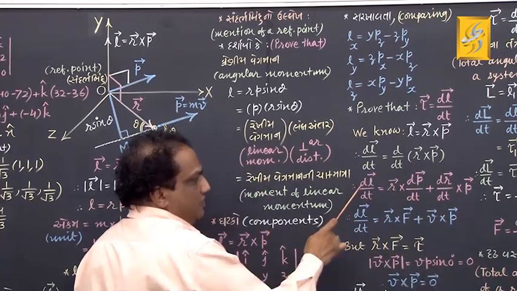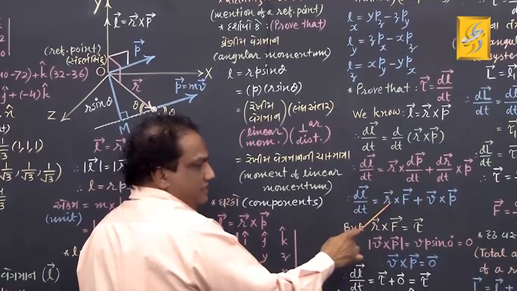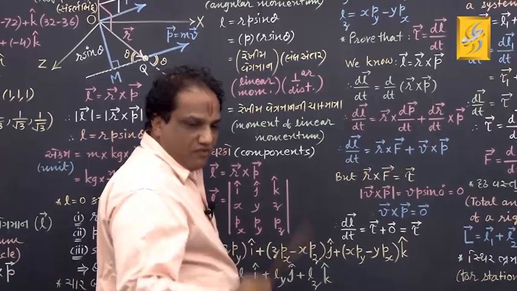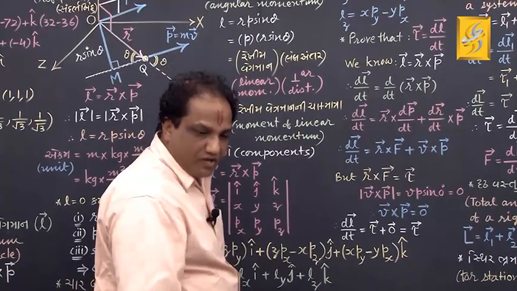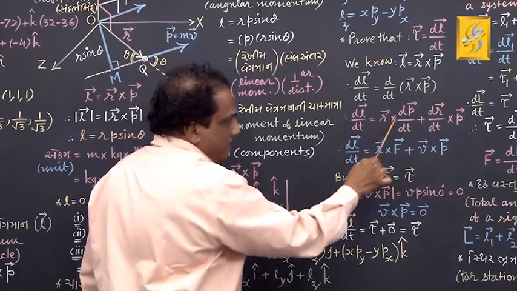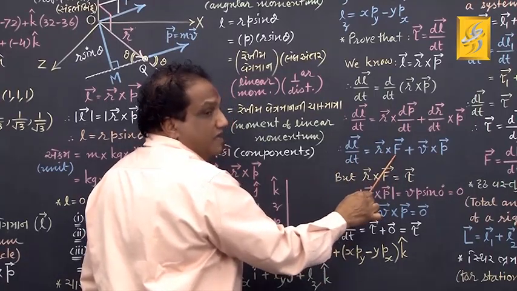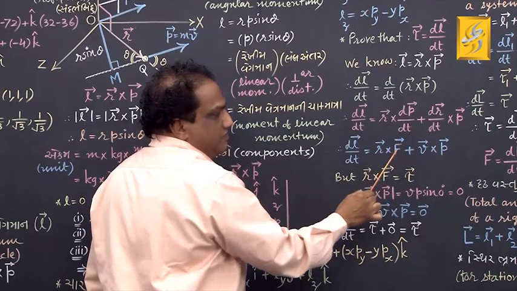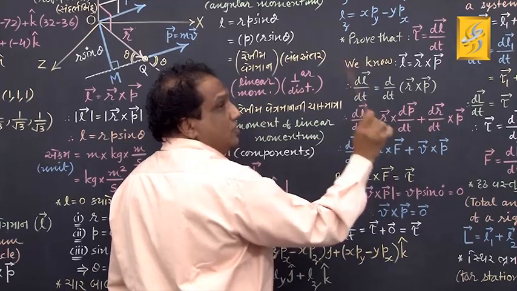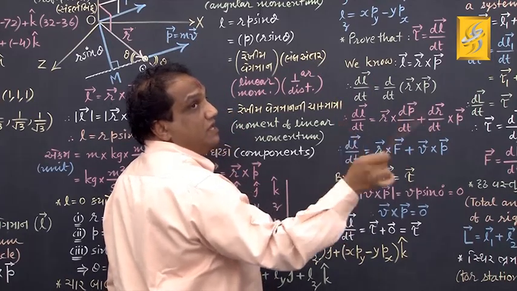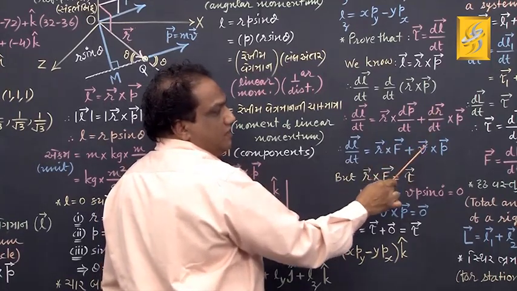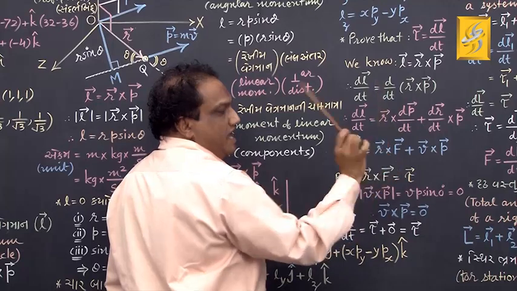Now, vector r as it is. Don't you know Newton's second law? Its mathematical form is vector F equals vector dp by dt. So vector dp by dt can be replaced by vector F. And the time rate of change of position vector gives the instantaneous linear velocity, shown by vector v. So vector dr by dt is vector v, cross vector p as it is.